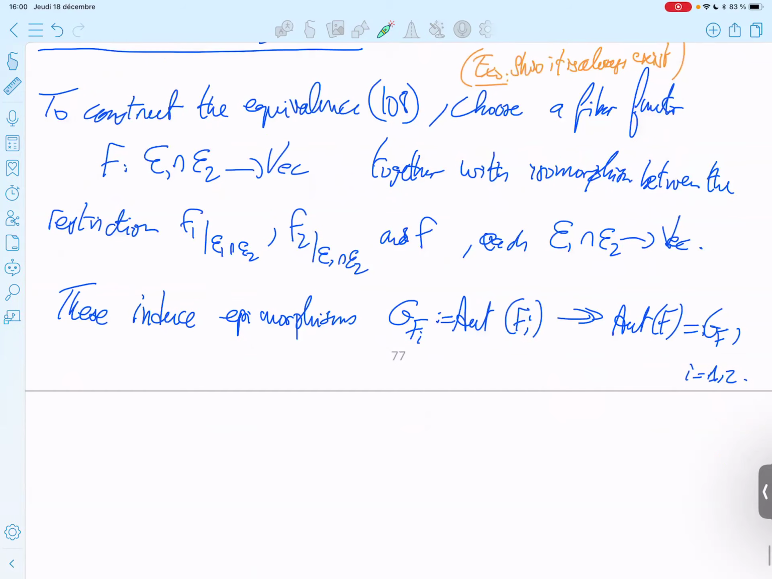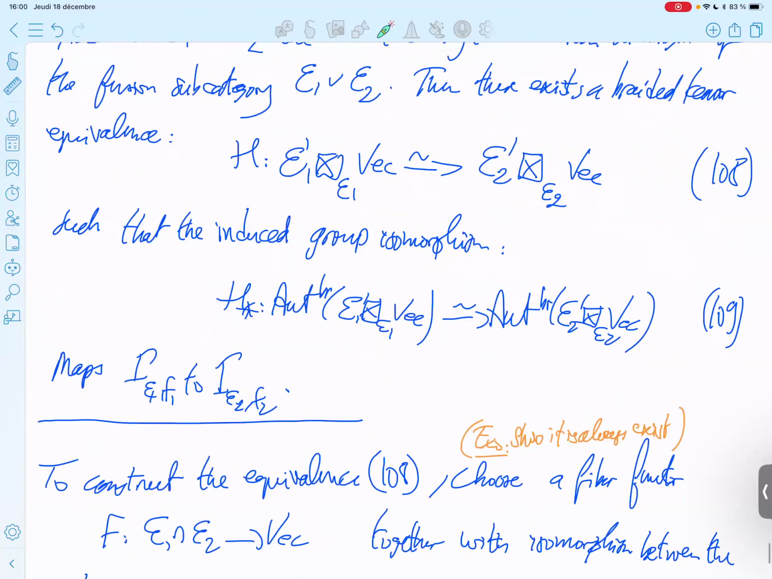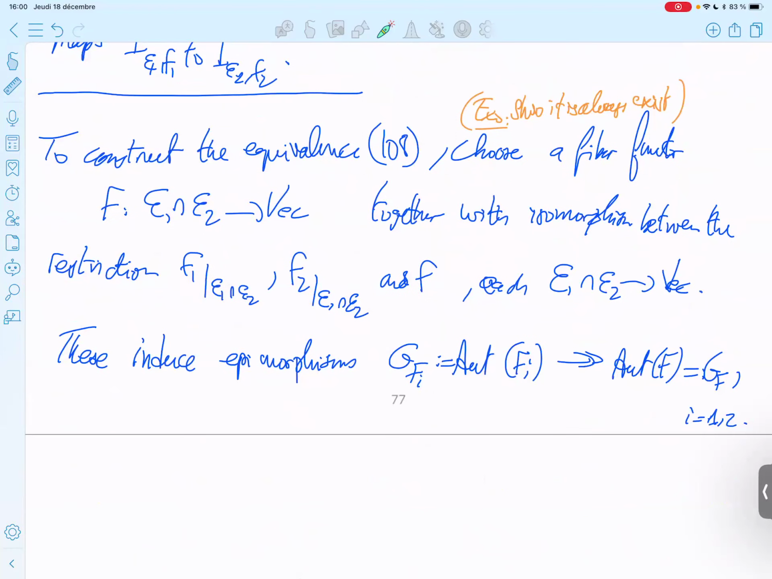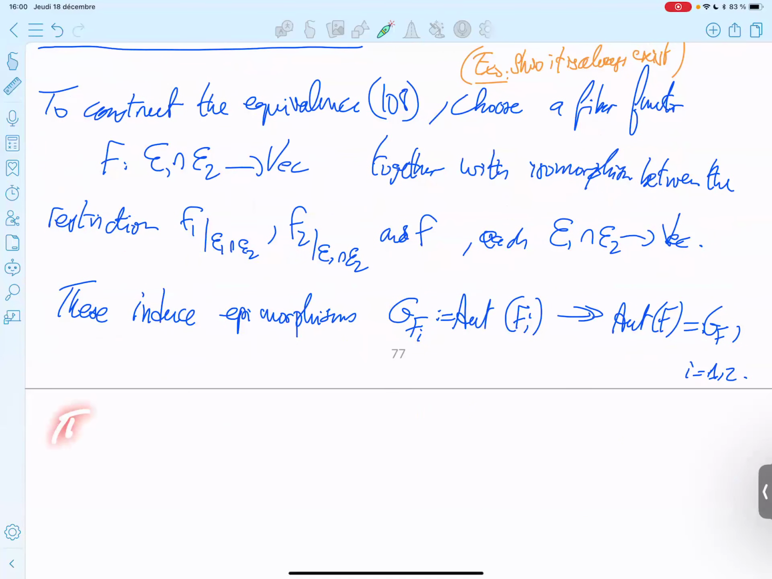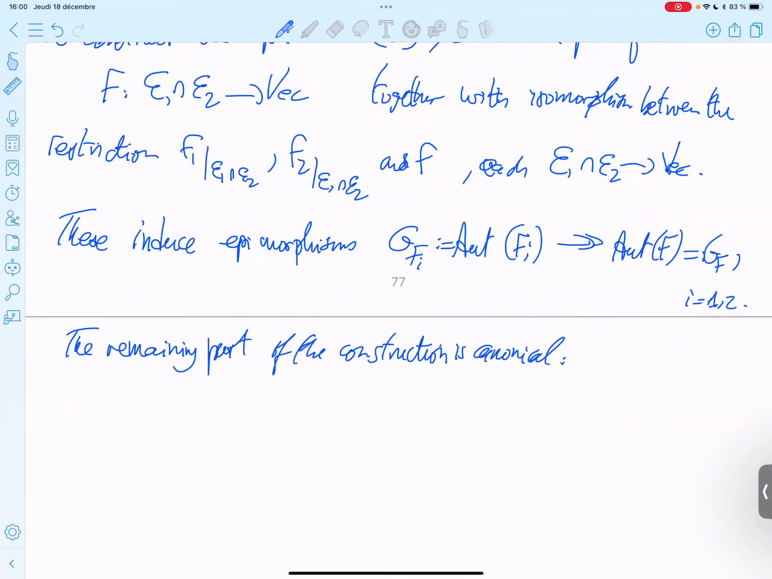Okay. So now, what should we do to make this H? So the rest is more or less canonical, but we will still explain the remaining part of the construction. It is canonical.